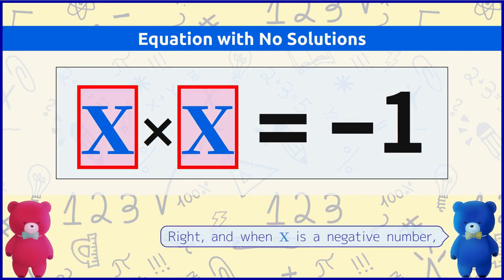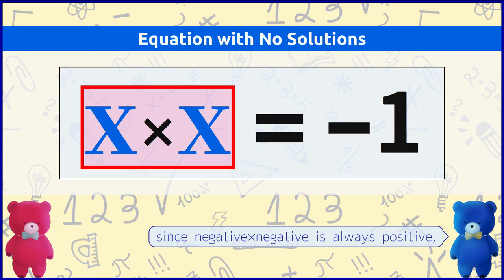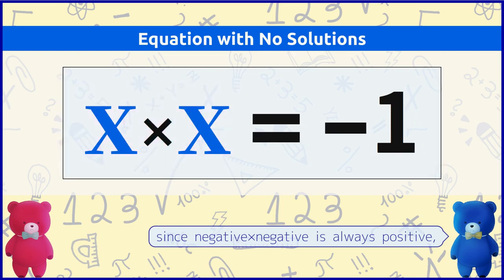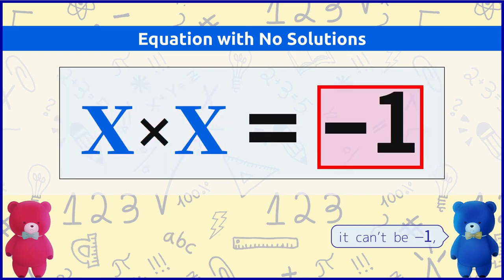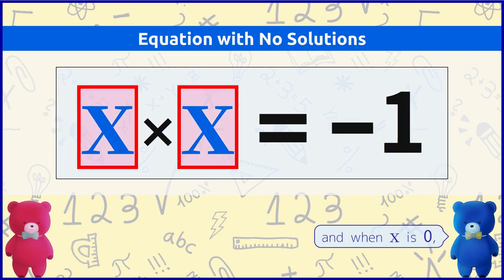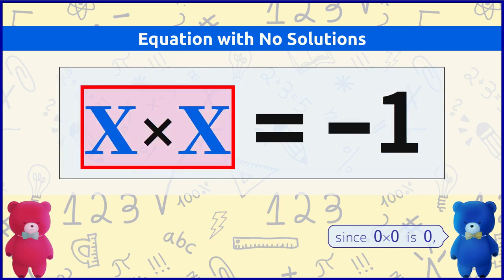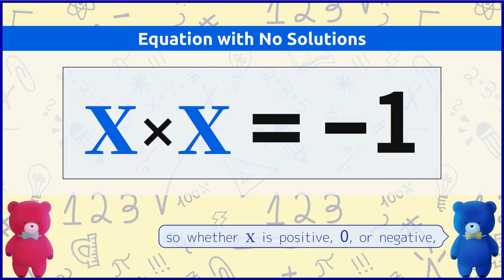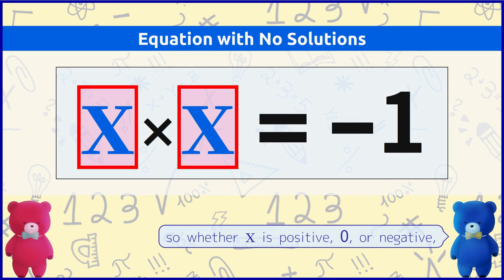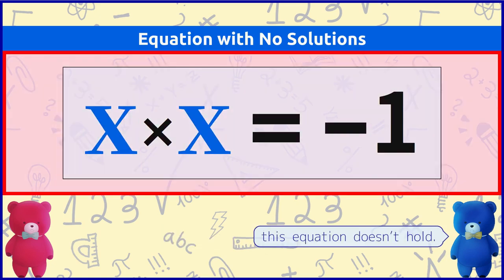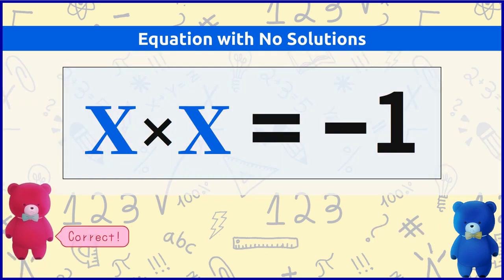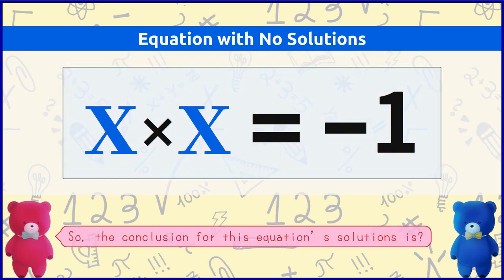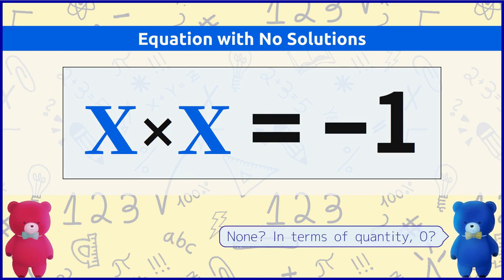Right, and when x is a negative number? Since negative times negative is always positive, it can't be minus 1. And when x is 0? Since 0 times 0 is 0, it can't be minus 1 either. So whether x is positive, 0, or negative, this equation doesn't hold. Correct. So the conclusion for this equation's solutions is, in terms of quantity, 0. Yes, exactly right.